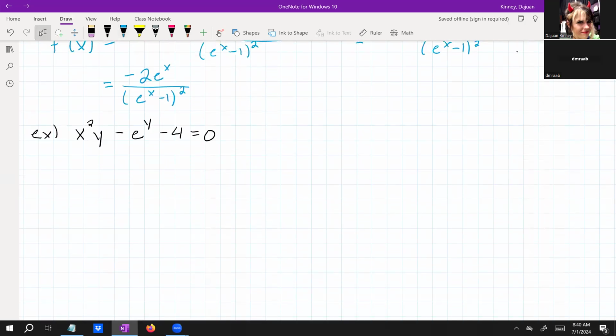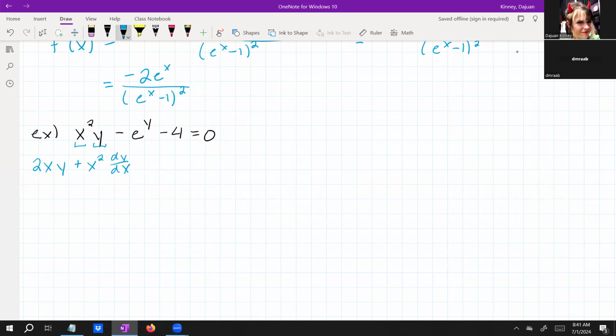Okay, our next one is we can do implicit differentiation with this. So we're combining all sorts of things. So remember, every time we take the derivative of the y, we either write y prime or dy dx. I think I will dy dx this time. So, product rule. The derivative of the first is 2x times the second plus the first times the derivative of the second.